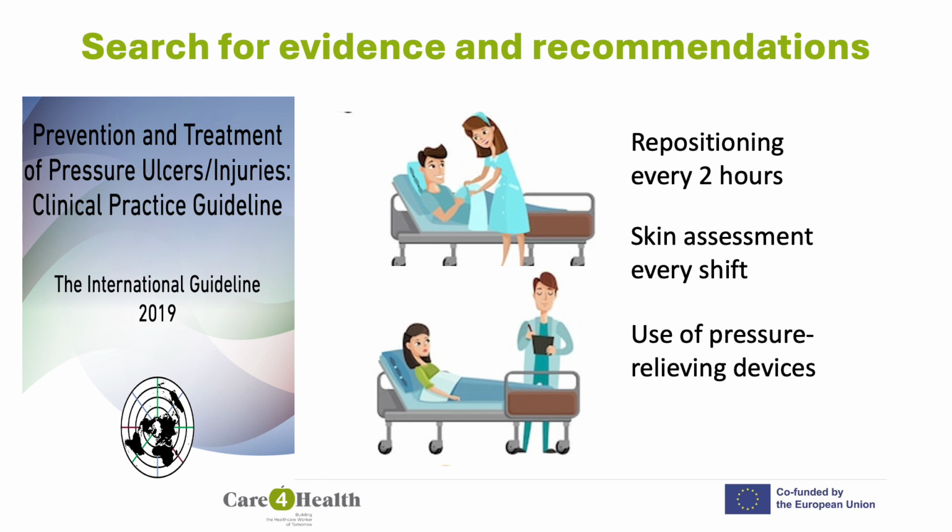Following our example, you found a pressure ulcer clinical practice guideline and identified effective interventions: repositioning every 2 hours, skin assessments every shift, and the use of pressure-relieving devices. The recommendations are adapted to fit the ward's resources, such as ensuring all 25 beds have pressure-relieving mattresses and providing a checklist for skin assessments.